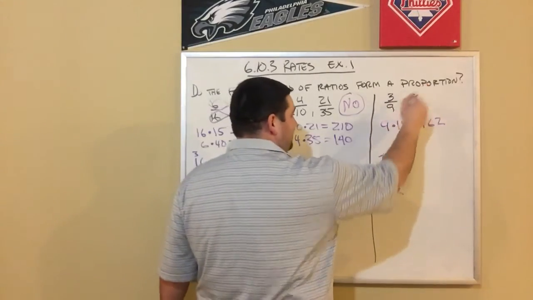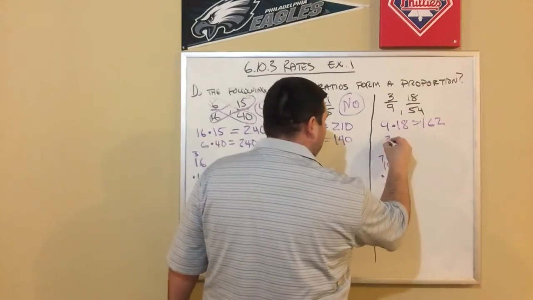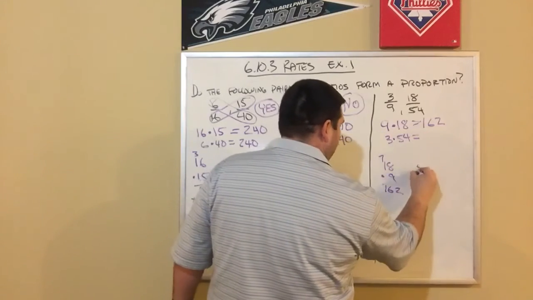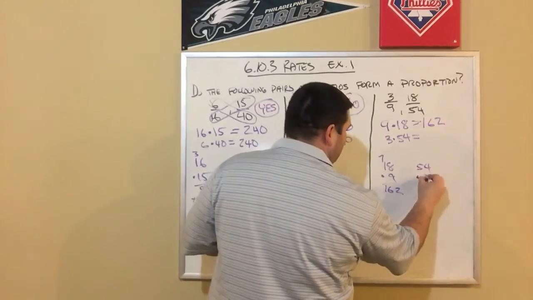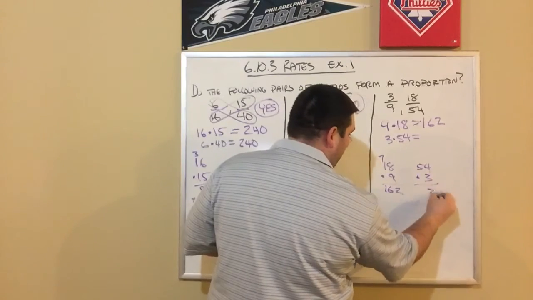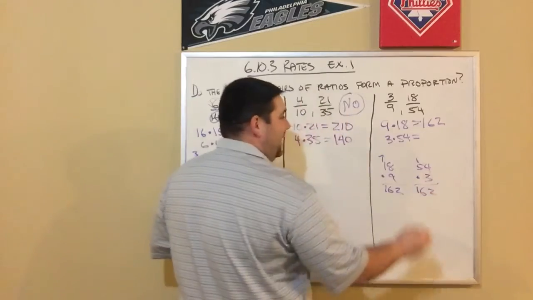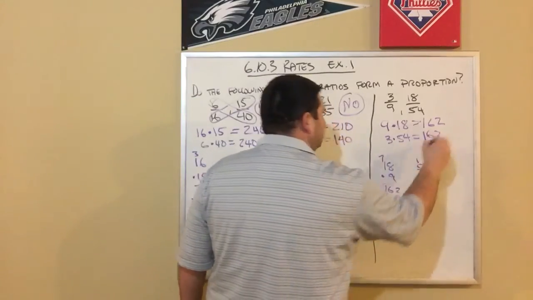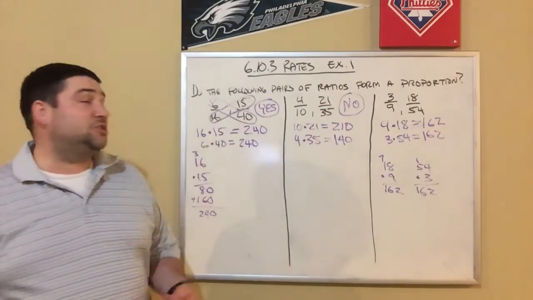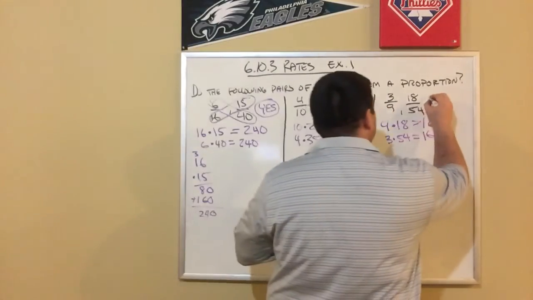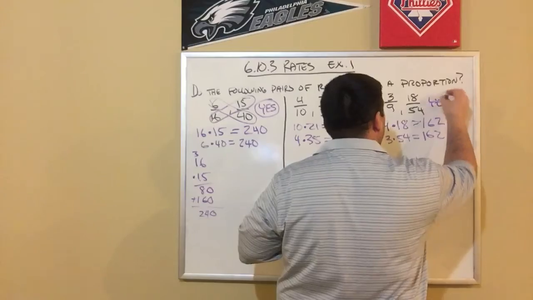I did 9 times 18. Now I'm going to do 3 times 54. So come down here, 54 times 3. 3 times 4 is 12, carry my 1. 3 times 5 is 15, plus 1 is 16. I also got 162. So that means those two fractions, those two ratios are equal. So therefore, yes, they do form a proportion.